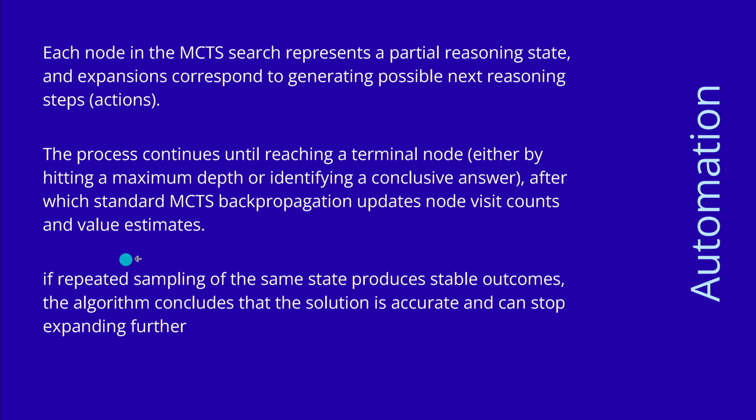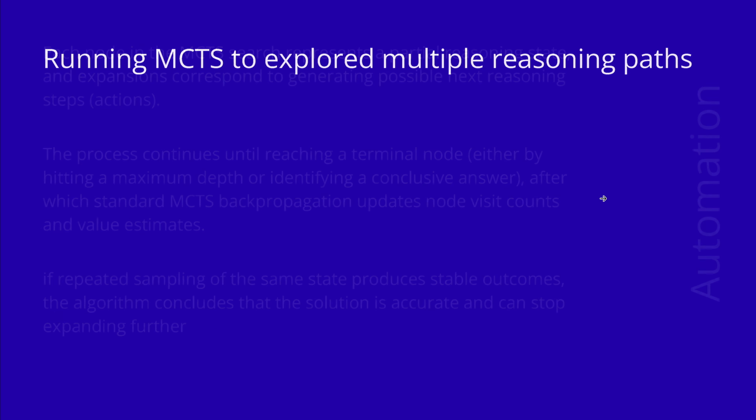And if repeated sampling of the same state produces stable outcomes, we know, hey, we found a solution to our problem, and the algorithm concludes that the solution is accurate and can stop expanding further in our virtual tree structure. Great.